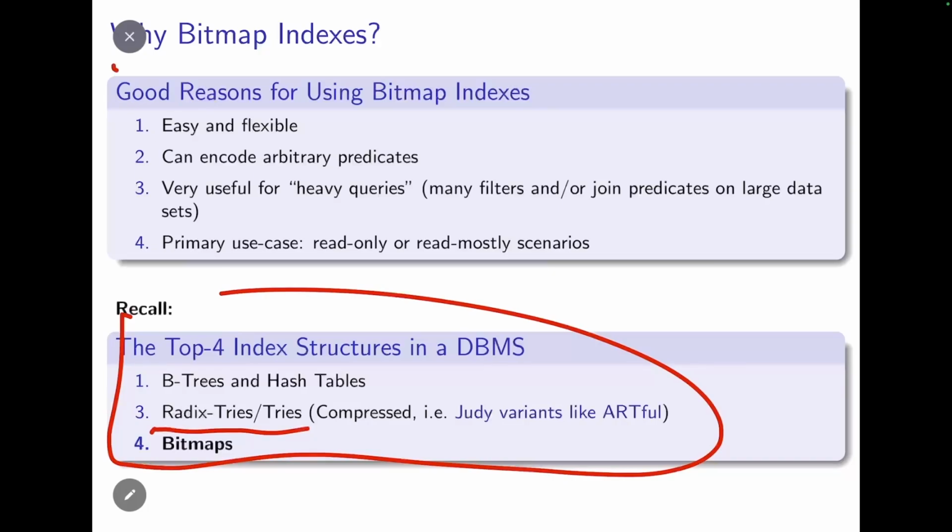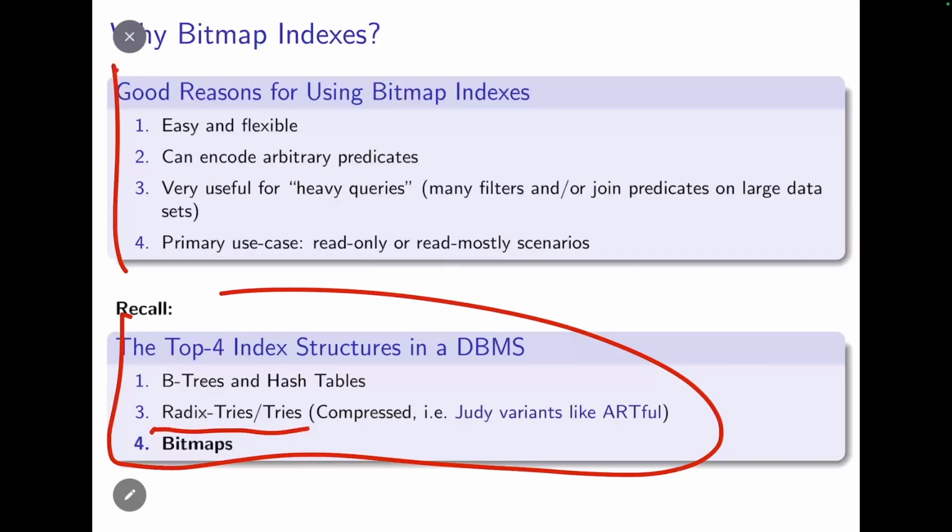And why bitmaps? They're easy and flexible. They can encode arbitrary predicates. They're very useful for heavy queries, meaning you have many filters, many join predicates, and large data sets. So, I mean, it really got popular in the 90s for so-called data warehouses, so for online analytical processing. And those were queries on large schemas, many joins, many large data sets. And you simply couldn't handle these queries with existing indexes anymore. They were too heavy for that.